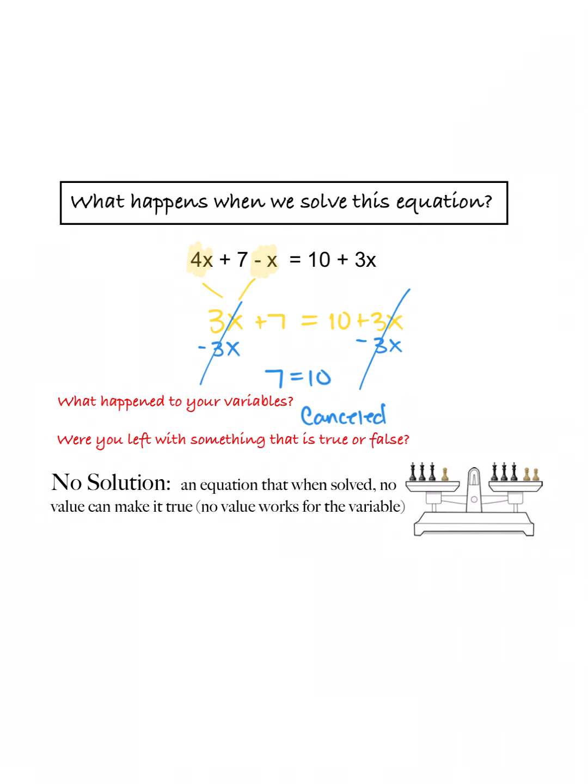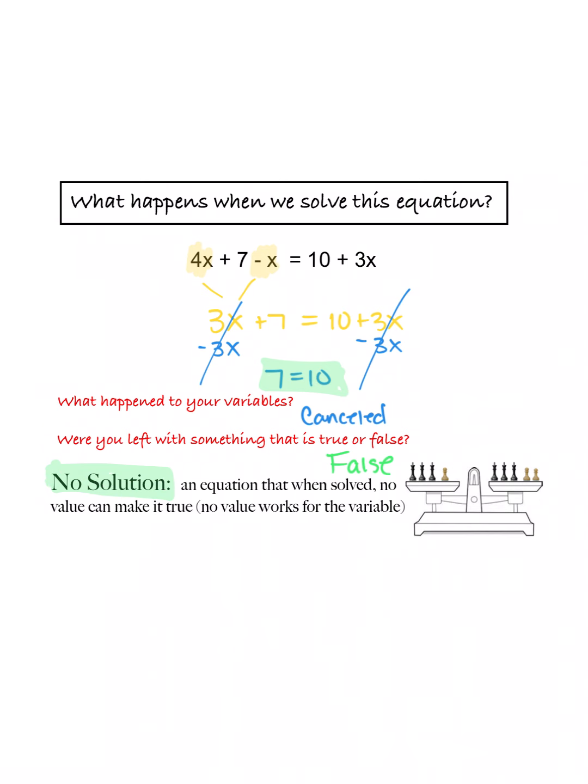So were you left with something that is true or false? In this case, we were left with something that is false, because 7 does not equal 10. This right here is not true. 7 does not equal 10. It's never going to equal 10. 10 is never going to equal 7. It's false. So therefore, our answer type that we are getting here is going to be no solution.